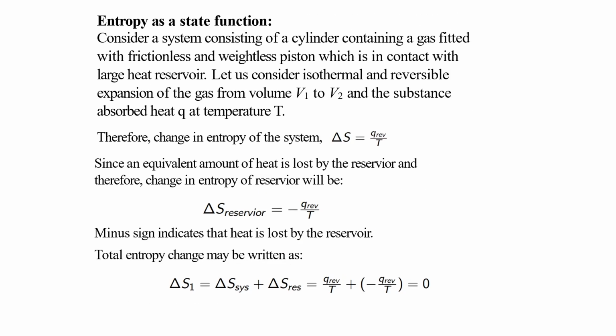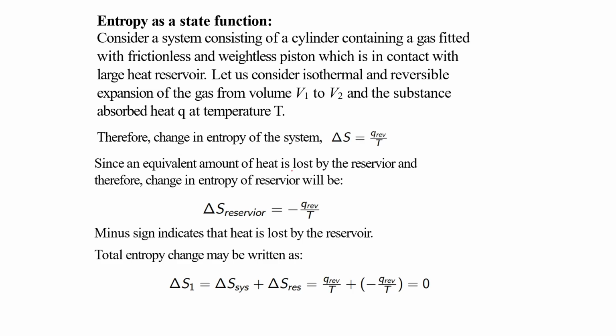Consider a system consisting of a cylinder containing a gas fitted with a frictionless and weightless piston, which is in contact with a large heat reservoir. Let us consider isothermal and reversible expansion of the gas from volume V1 to V2, and the system absorbs heat Q at temperature T. Therefore, the change in entropy of the system, so Q is positive because the system is absorbing heat, right. So Q is positive here.